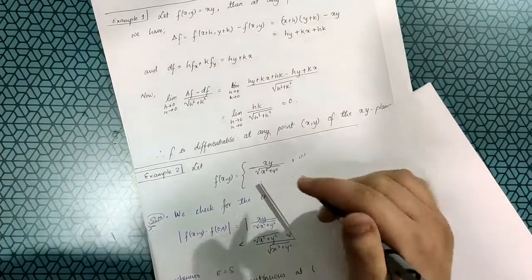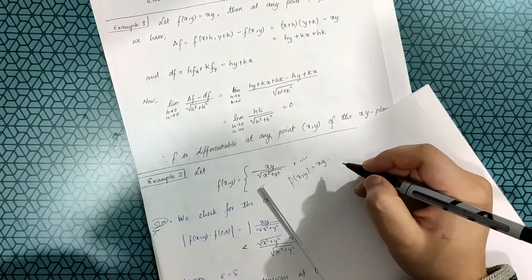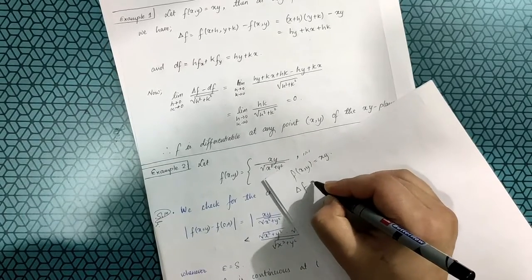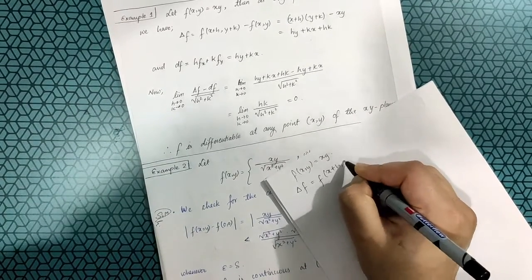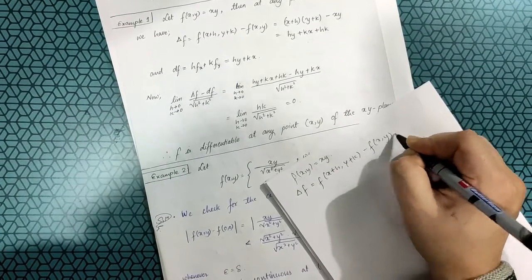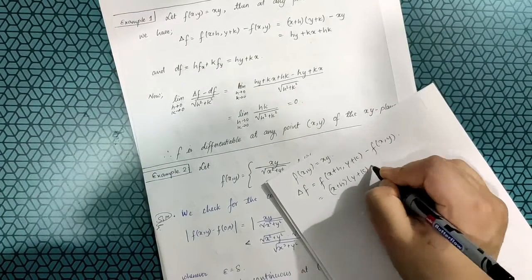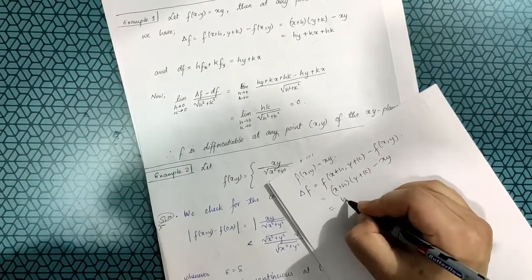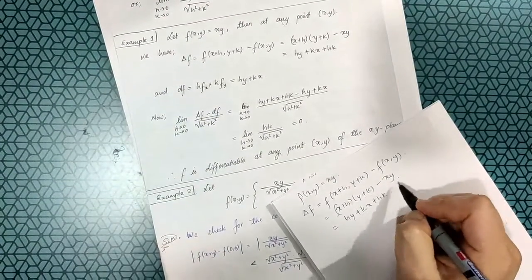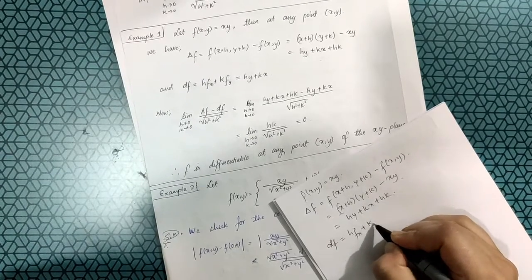So the example says the function is f of x, y equals x into y. We need to find the differentiability at any point. So here what we see is del f is f of x plus h, y plus k minus f of x y, which will be x plus h into y plus k minus xy, which is hy plus kx plus hk. xy and xy will cancel.